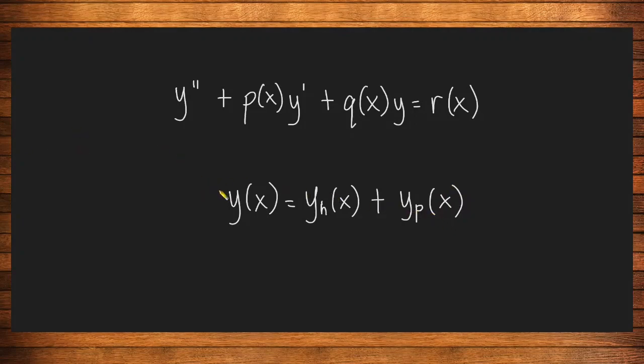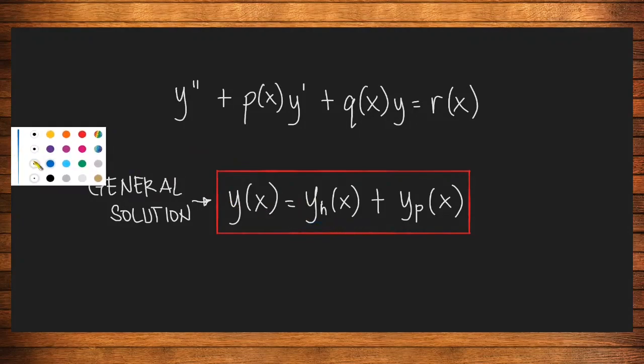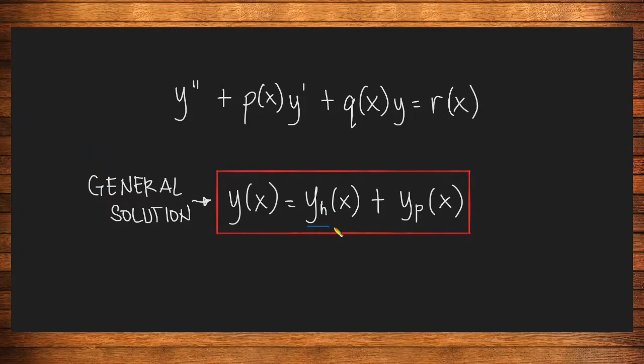So yung general solution again ng non-homogeneous linear ODE will be of this form. So we will have y of x equal to y sub h of x plus y sub p of x. Okay? So yung general solution natin dito, merong dalawang parts. So yung first part natin dito or yung first term, which is the y sub h, that is the general solution of the corresponding homogeneous ordinary differential equation.